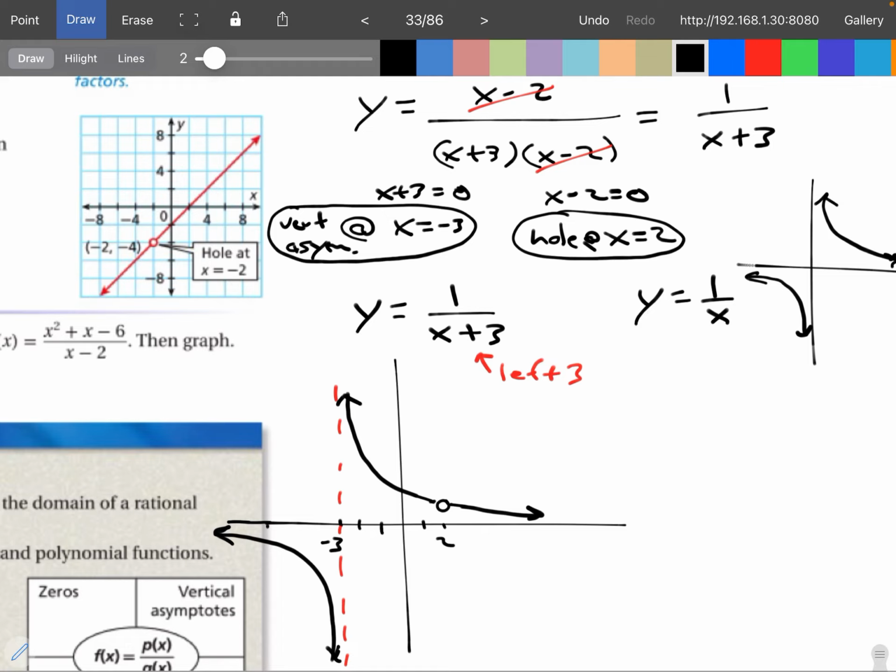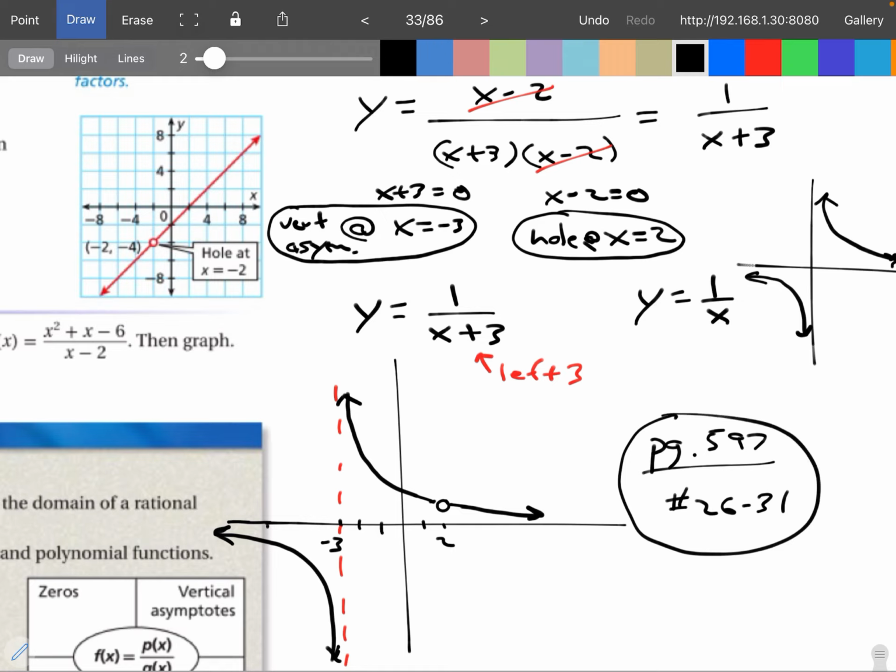But that's our graph. So your assignment is already on the board over here, so we're just going to add it on to yesterday's homework, all right? Same page. So it's still page 597. And we've got 26 to 31. All right, so let me stop my recording here.